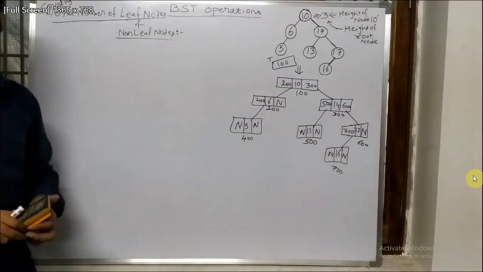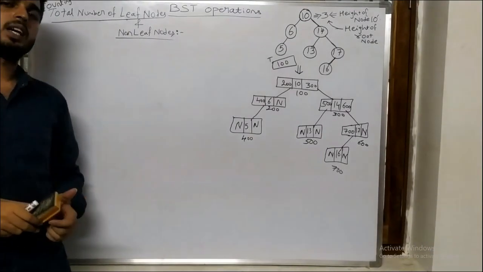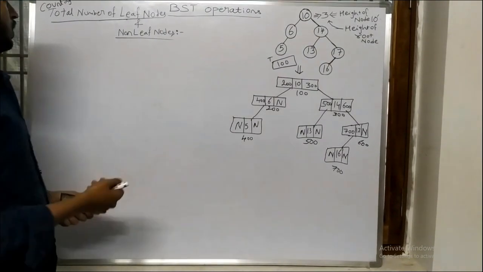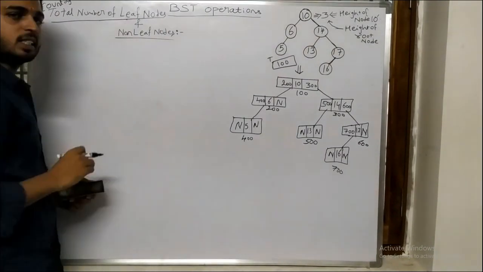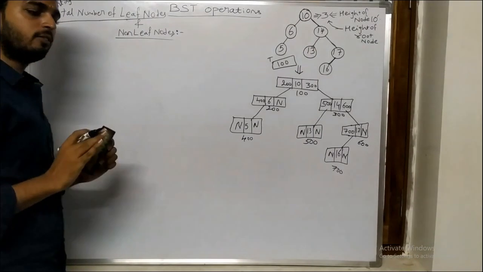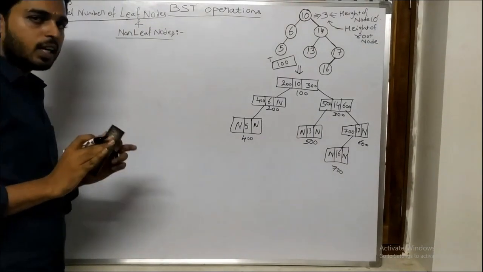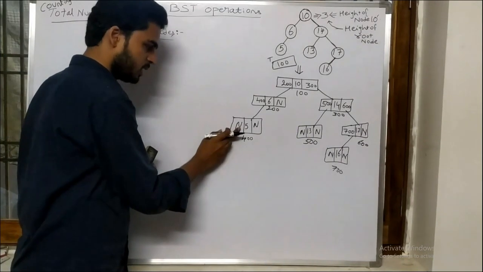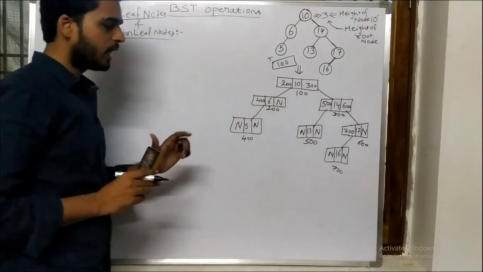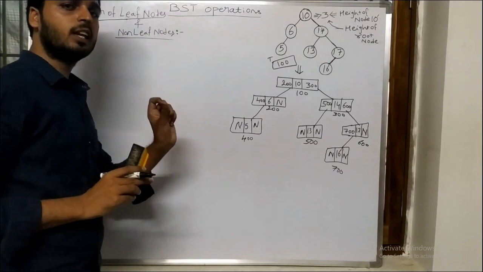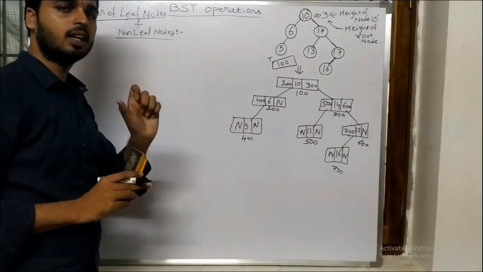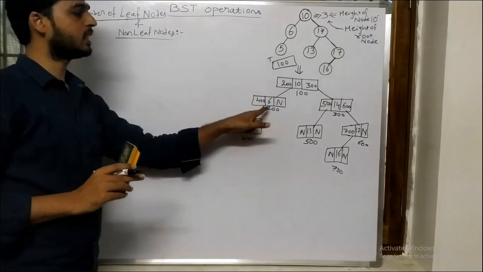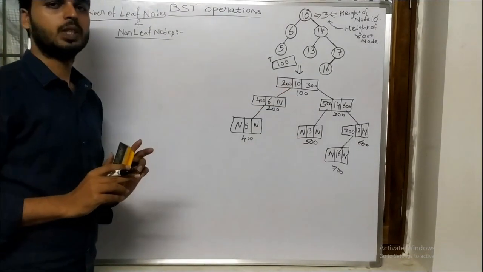Hi everyone. Now we'll see counting of total number of leaf nodes and total number of non-leaf nodes. How are we going to find whether it is a leaf node or non-leaf node? If it is a leaf node, it has no children. You can identify that with the help of the left address being null and the right address being null. Whenever I encounter a node with the left address as null and right address as null, I can say it is a leaf node. In all the remaining cases, I can say it is a non-leaf node.